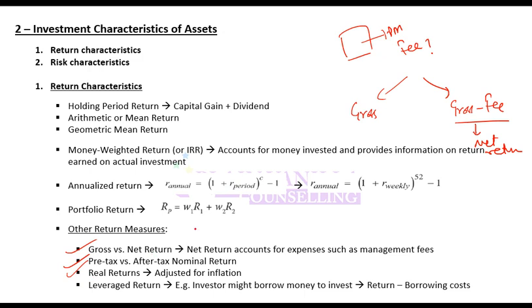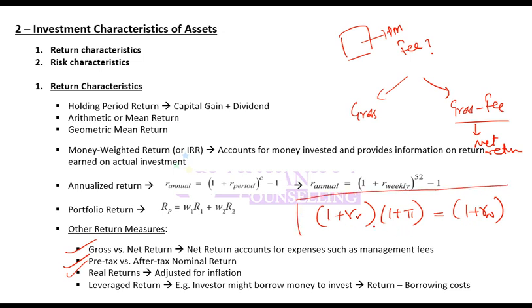Real return, you already know, is adjusted for inflation. So 1 plus real return multiplied by 1 plus inflation equals 1 plus nominal return. This is the equation for real return. Or you can simply do real return equals nominal return minus inflation, but this will give you an approximate answer, not the accurate answer. The accurate answer comes from the formula.